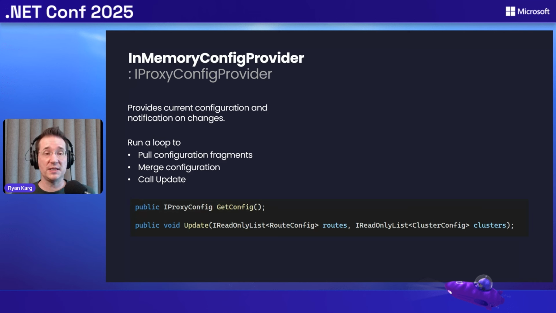So we copy pasted the in-memory config provider for our object storage based one. We made the update private, and then we started a task that runs in a loop that periodically pulls the config portions from object storage. It runs the merge operation and then calls update to let Yarp know that there's new config available.